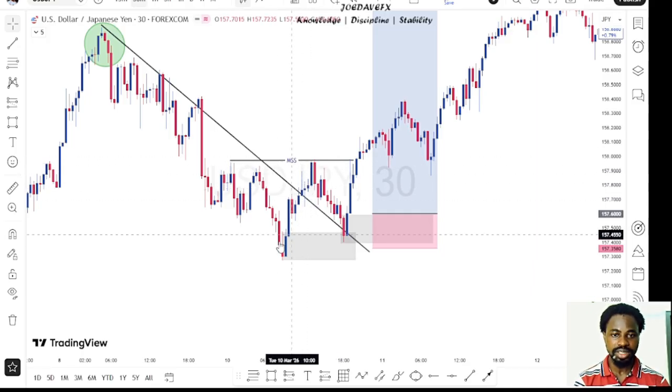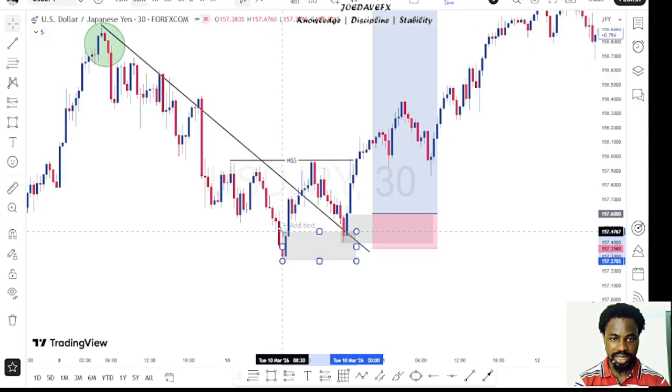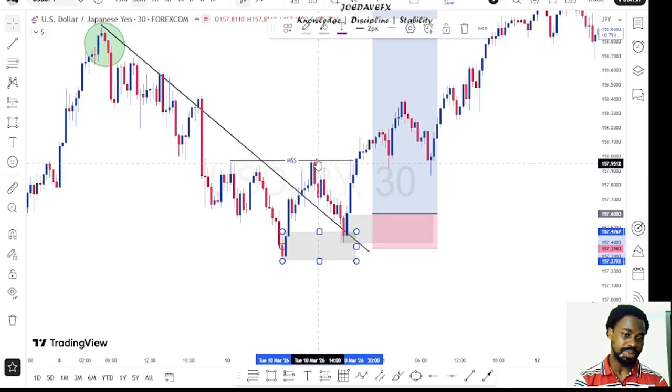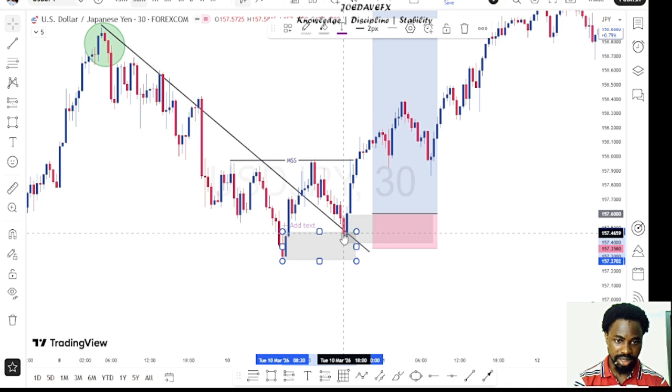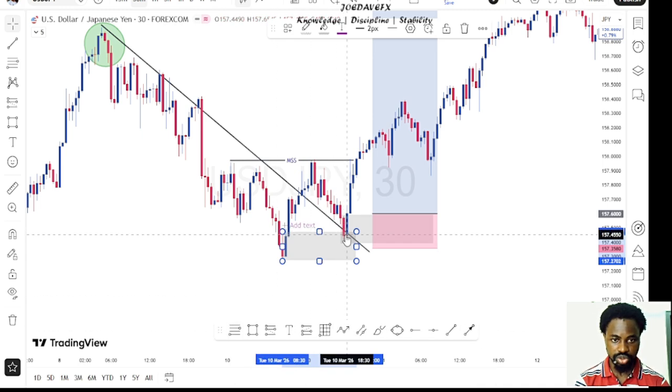So actually, when I have this, this was the other block that was left here, right? What I'm expecting is for price to come back to this area. Let me just remove this and put this. Let me see the time. So you can see that the time was around 6:30 in the evening.